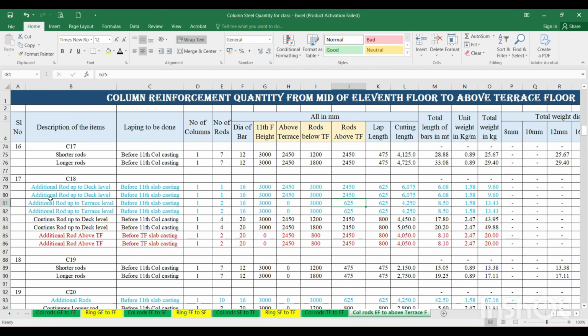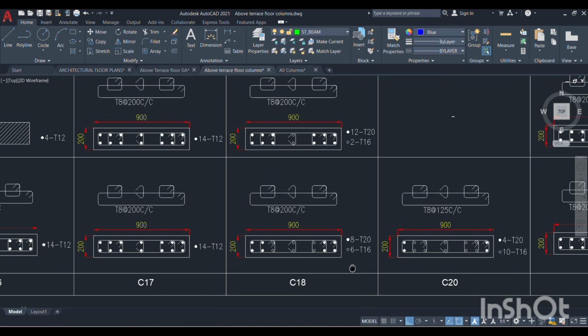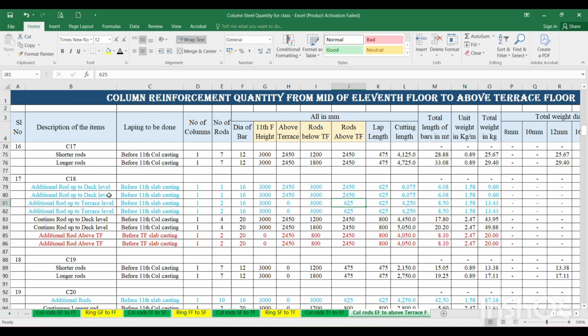In this you see 16 dia rod up to deck level. So you see this 16 dia rod is going, here 6-16 is there. Out of 6 number of 16 dia, 2 number of 16 is going up to deck level, and these 4 number of 16 are stopping at terrace floor level. So that's why I am taking first what are the rods to be added before 11th floor slab casting. These 16 dia rods to be added. In that, 1 number of 16 and 1 number of 16 is going up to our deck slab level.